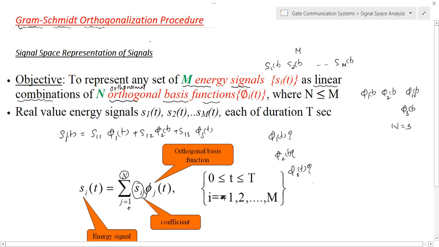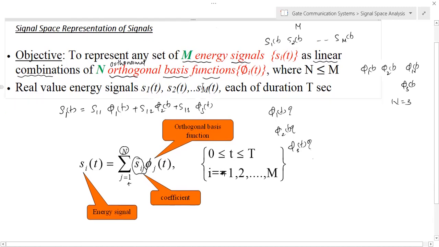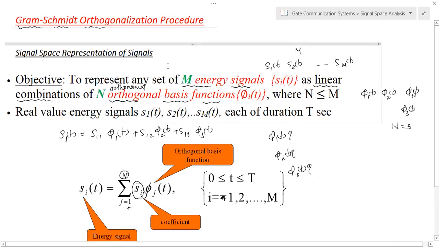So Gram-Schmidt orthogonalization process is actually a method to find this phi 1, phi 2, phi 3. We already mentioned that any set of m energy signals we can represent as a linear combination of some orthonormal basis functions. So the Gram-Schmidt method actually helps to find these orthonormal basis functions for a particular set of signals. Now we will explain this Gram-Schmidt orthogonalization process with the help of an example. So we'll discuss some equations, and we will try to explain the procedure with the help of the example.